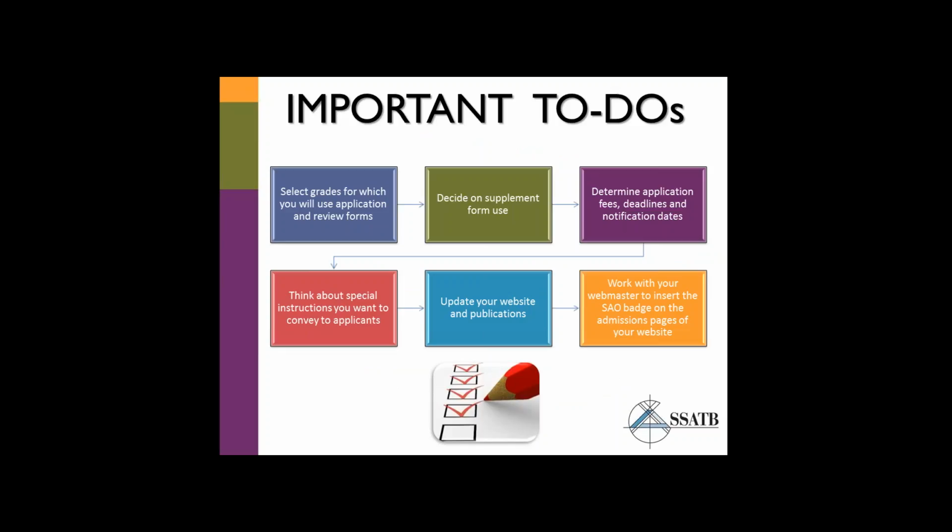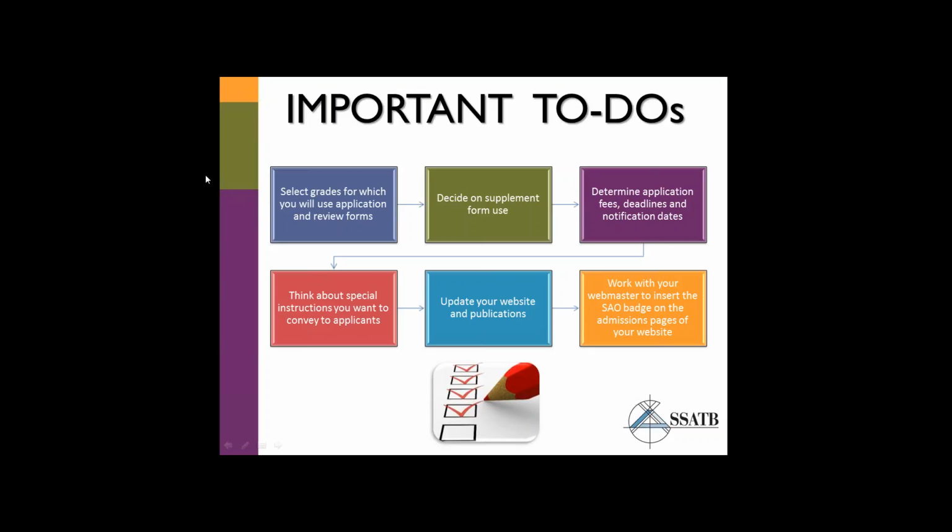So the to-do items that you want to be thinking about between now and August 15th when you go in to do your system setup are very basic things. Select which grades that you will use the application and review forms. Again, unlike the previous SAO, this one is now fully pre-K through 12, or even through PG. So if your school has additional grades and you would like to make it an option for families to use it at those grades, that's absolutely your call. And especially if you have families moving into St. Louis from other areas, you can imagine how convenient it would be for them to be able to use the SAO for all of their students.